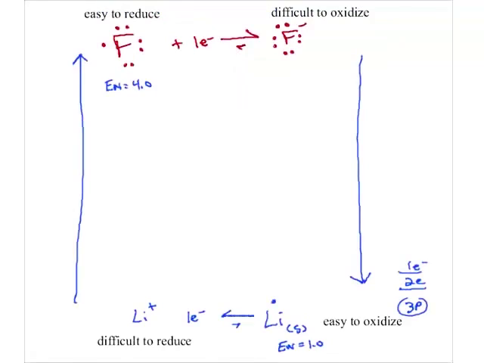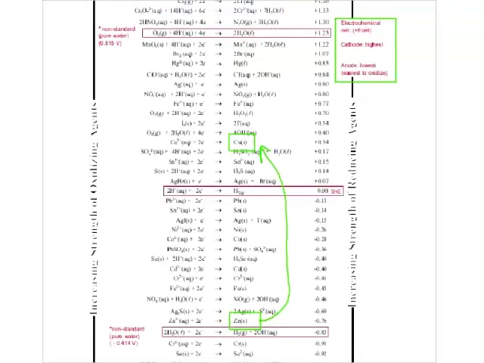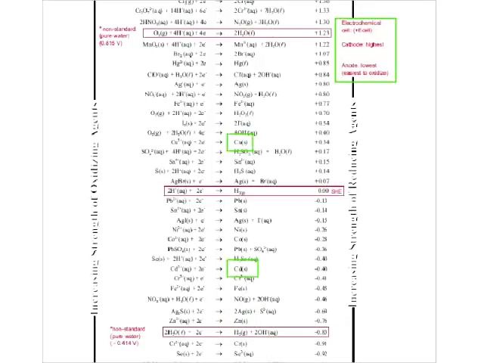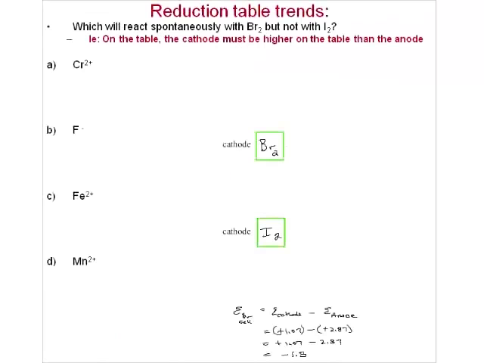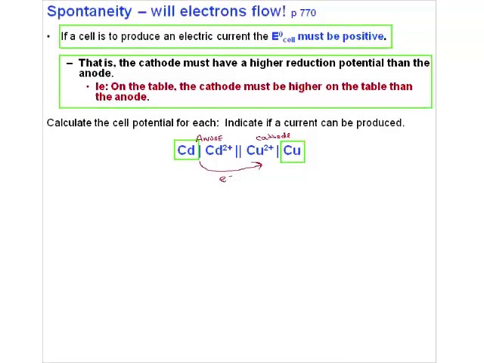So let's go look at our table. Where is cadmium located with respect to copper? Well, there's copper right there, and cadmium is right there. So cadmium is lower than copper. So absolutely, the electrons are going to flow from cadmium to the copper. Is that what we predicted? Yes, the electrons should be flowing from cadmium to copper.